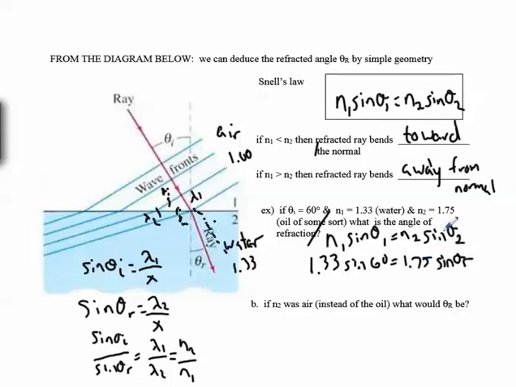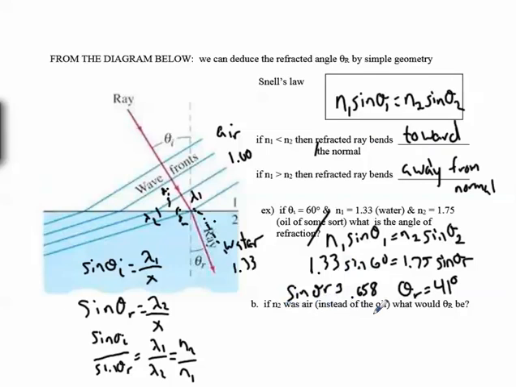Make sure you are in degree mode, and if we punch in the numbers, we get sine of theta R equals 0.658. So if we do the inverse sine of that, we get that theta R is 41 degrees. And since we're entering a higher index of refraction, we expect this to be less than the incident angle. It's bending toward the normal.